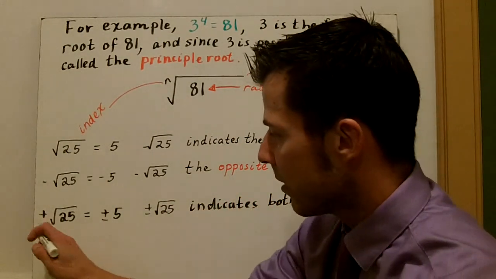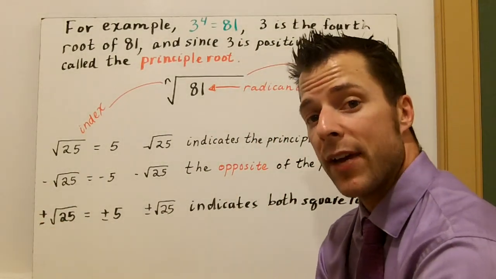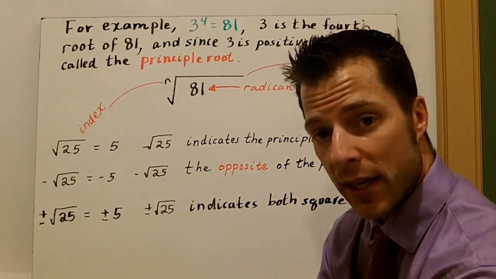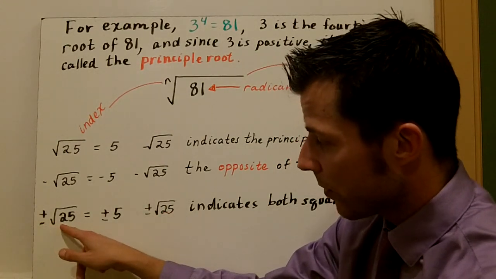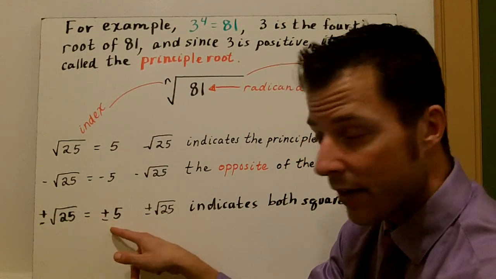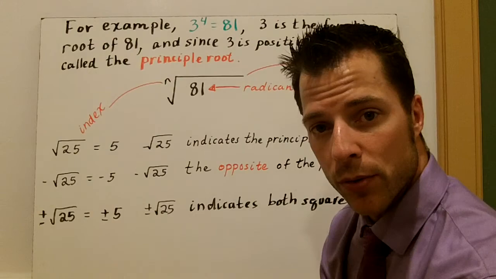And lastly, we have plus or minus when they're going to ask for both the positive and the negative root. The positive root would be the principal root, the negative root is just the negative root. Plus or minus the square root of 25 is plus or minus 5. Plus or minus the square root of 25 does indicate they want both square roots.